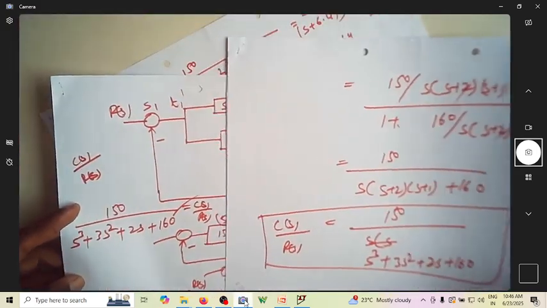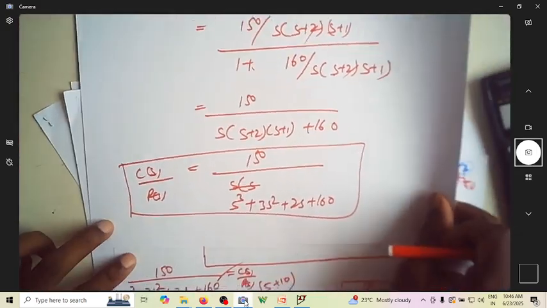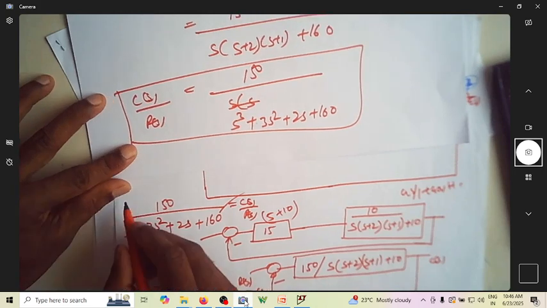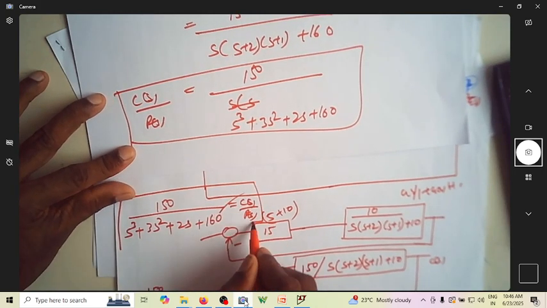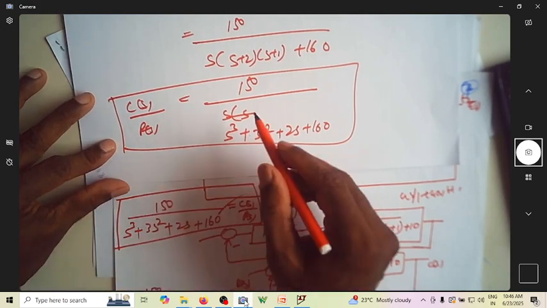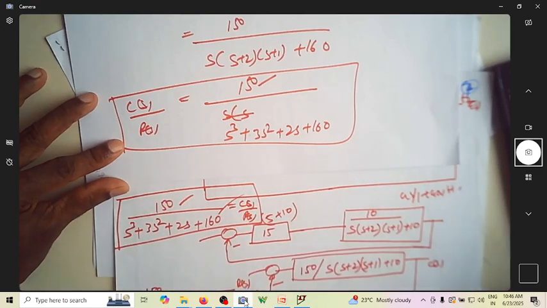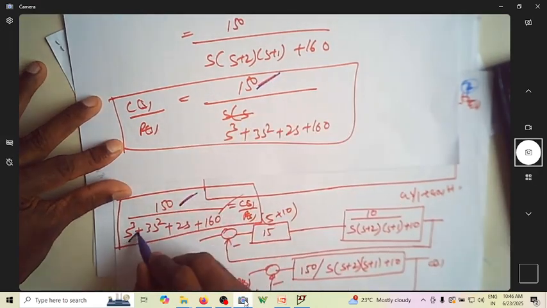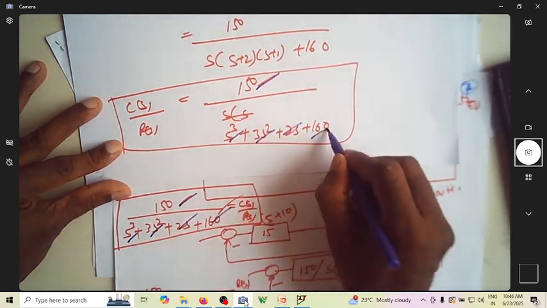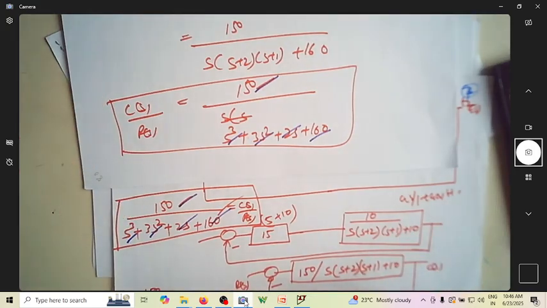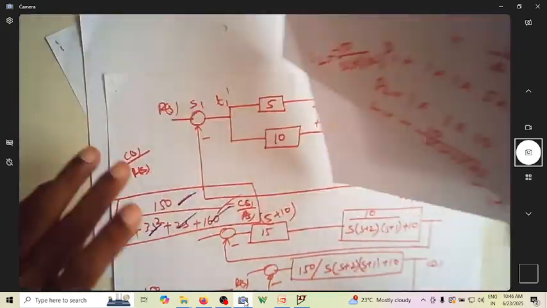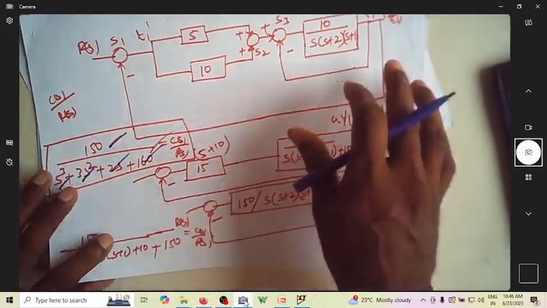Can you see this? This is the transfer function we got using Mason's gain formula. Was it not the transfer function we got using the block diagram? Can you see 150? Can you see s cube, 3s square, 3s square, 2s, 2s, 160? Now again, what method to use when depends on how complex the block diagram is.